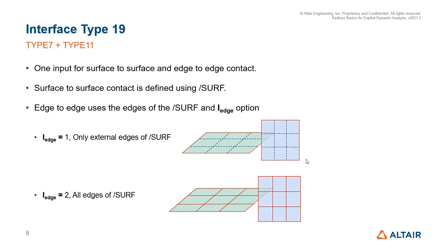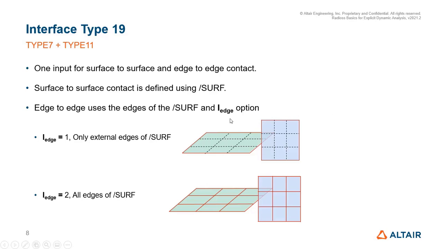Let's look at interface type 19. As I said earlier, type 19 is the combination of type 7 and 11. So this contact is just one input for surface to surface and edge to edge contact. Surface to surface contact will be defined using the surfaces, and it is referred to as /surf. For edge to edge, it uses the nodes using the /surface, and that can be controlled with the iEdge option within type 19 contact.